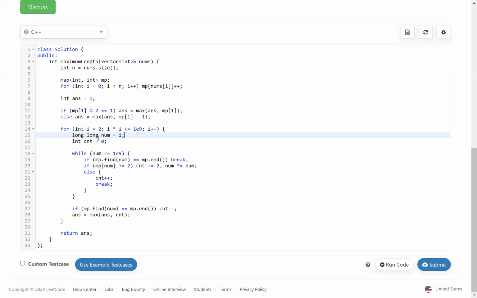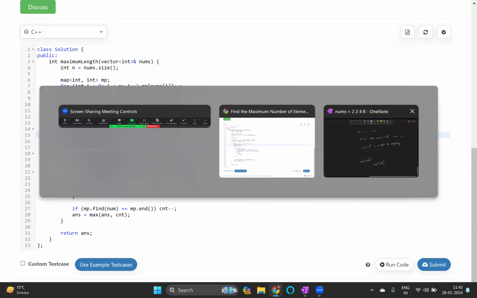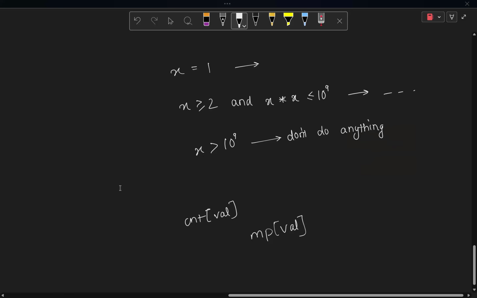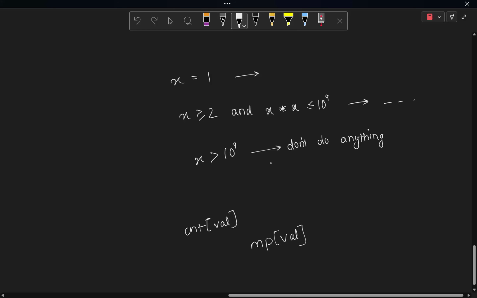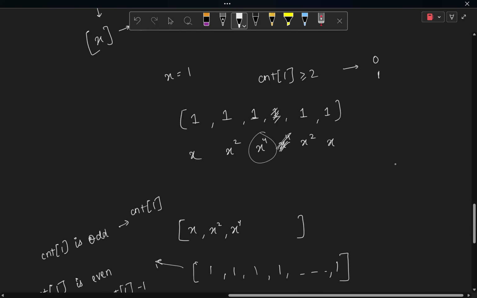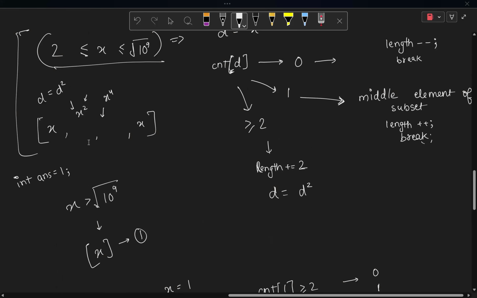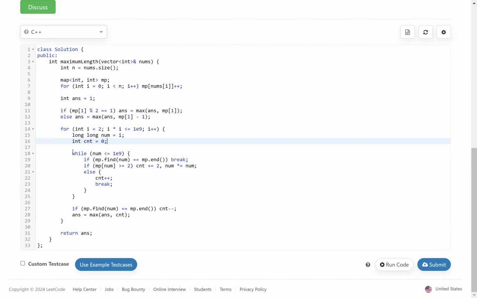And after that, instead of using a variable with name d as being explained in the explanation, here in the code, I have used a variable num, which I initialized with i. And instead of the variable with name length in the explanation, here I have named it as cnt. So while num is less than or equal to 10 to the power 9, I'm checking its frequency. I can make this change also.